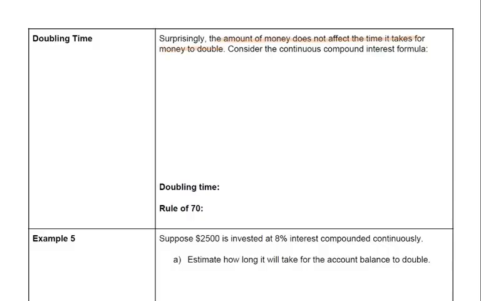So if you consider the compound interest formula, which is A equals Pe to the rt, if you think about doubling, what that means is after a certain amount of time, the amount I have at the end, A, should be twice what I put in. So if my money doubles, A is equal to 2P. So I can really write this as 2P equals Pe to the rt, divide both sides by P.